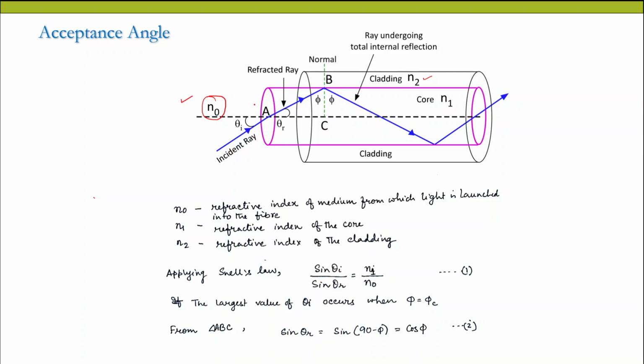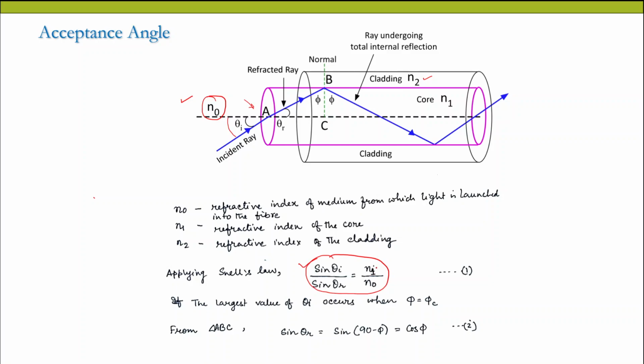Now let us apply Snell's law here. It will be n0 sine theta I, where this theta I is the angle which the incident ray makes with the axis of the fiber, and this theta r is the angle of refraction. So n0 sine theta I will be equal to n1 sine theta r. So we can write sine theta I by sine theta r is equal to n1 by n0.